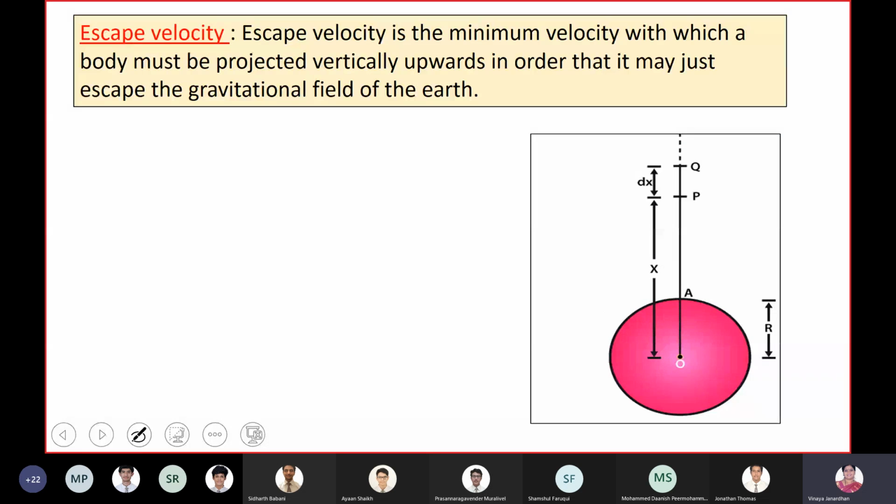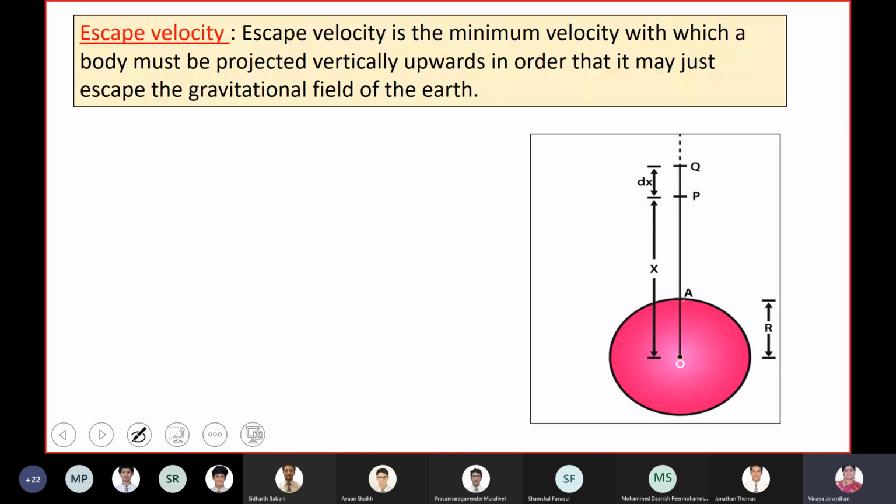Now, how will you proceed with this? In the previous case of orbital speed, we had the key expression, that is a centripetal force. Your satellite is revolving around the Earth in an orbit. In that case, the centripetal force must be equal to the gravitational force. If you know that expression, you can derive. Now, here, you say the body was initially lying at point A, which is on the surface of the Earth.